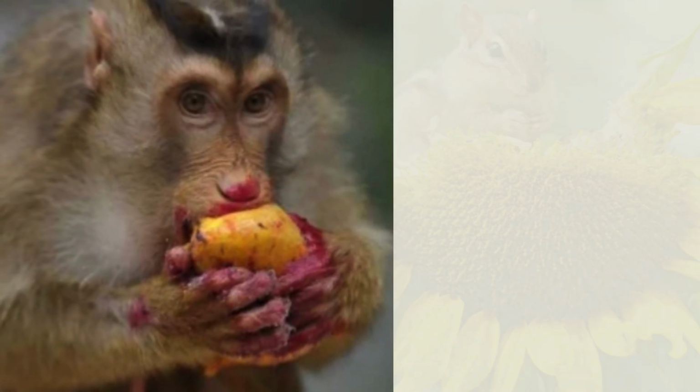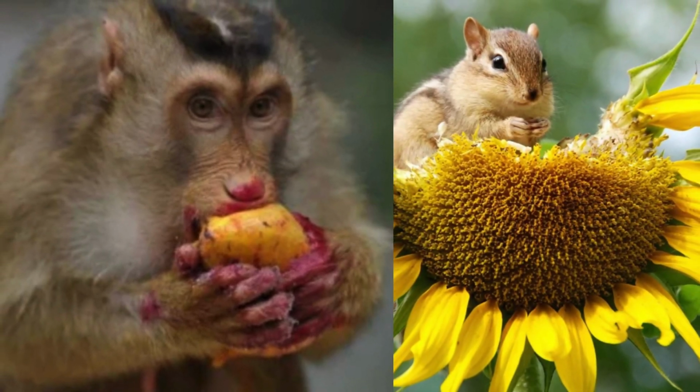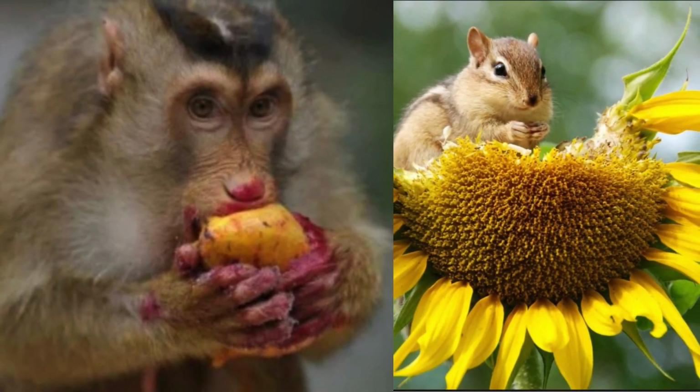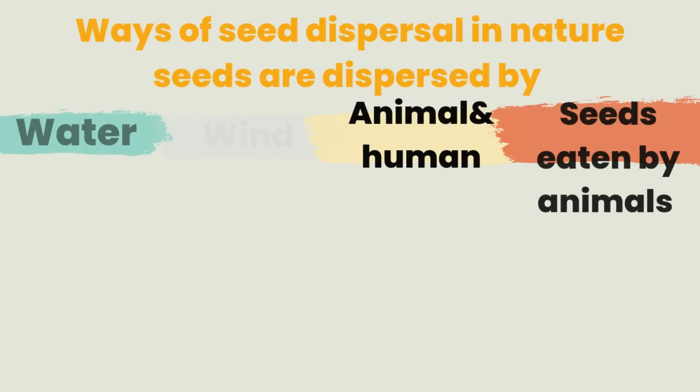Here, as you see, this monkey is eating fruit, and inside fruits there are seeds, like the apple or tomato. They have seeds inside them. When the animal eats these fruits, the seeds may come out from their body in their stool. So the seeds can be dispersed by animals.